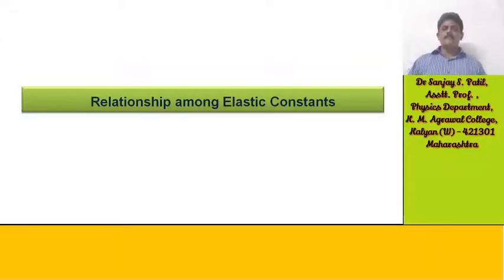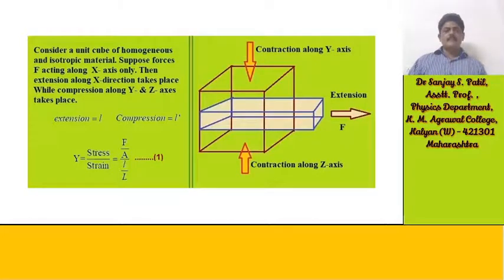In this tutorial, we will see about the relationship among elastic constants. Earlier, we have seen about the individual elastic constants. Consider a unit cube of homogeneous and isotropic material.